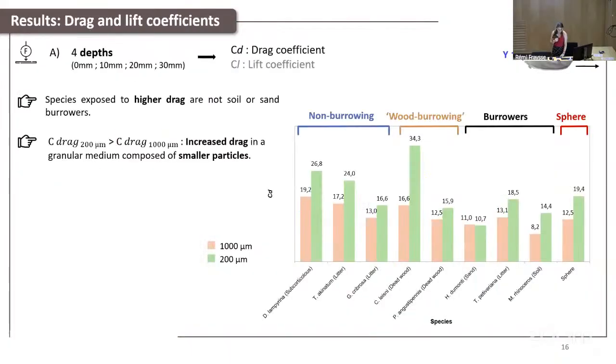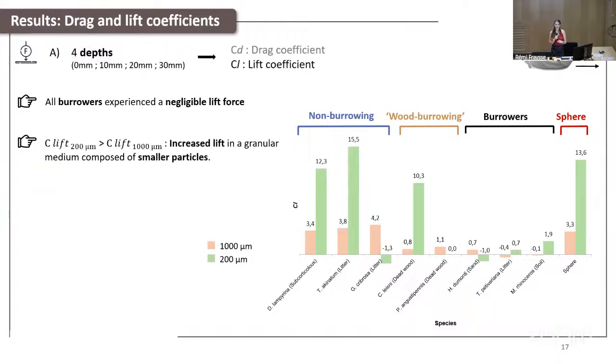Here are the results for the drag coefficient for the first experiment. We have all species, with 3 species known to burrow, and a point of comparison with a sphere. We can already see that the drag coefficient is higher in the smaller grain. For some species, it's almost twice as hard to move through it. And we can see that the species exposed to higher drag are not soil and sand burrowers.